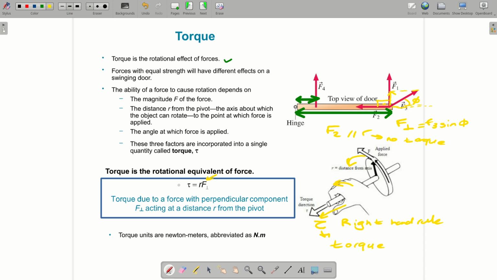So this equation will be what we are sticking with. Torque is equal to the distance to the rotational point, which we generally call the pivot point, times the component of force perpendicular to r. And this will always be r times F times sine phi, and phi being the angle between F and r.